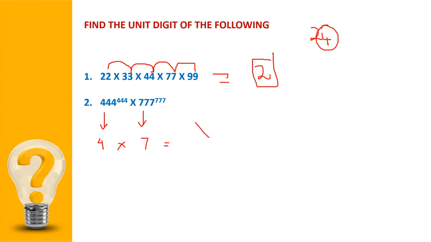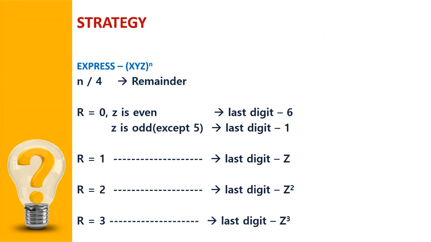That's not possible. So we will have to find out the unit digit of this number, find out the unit digit of this number and then multiply. So let's see the strategy to find the unit digit of such exponentials. You will have to express any given number in the form of x y z to the power n, where the whole story depends only on z and n.